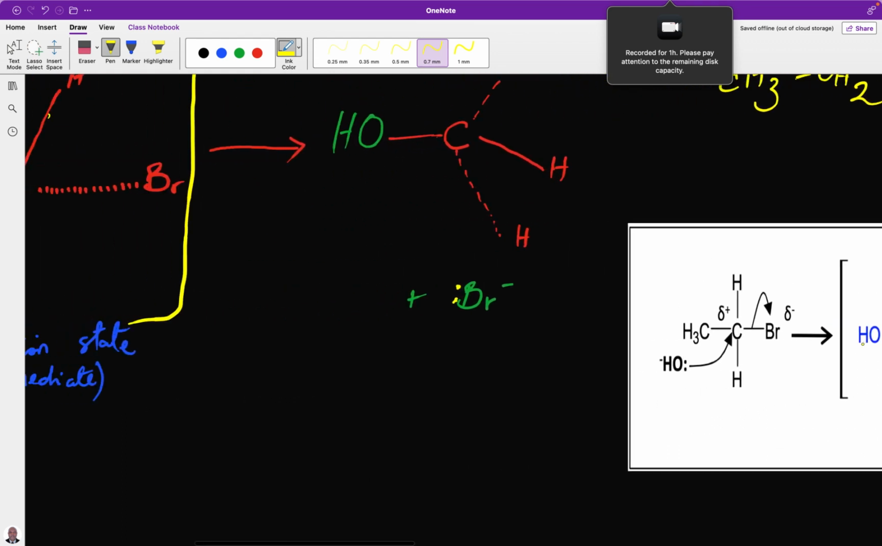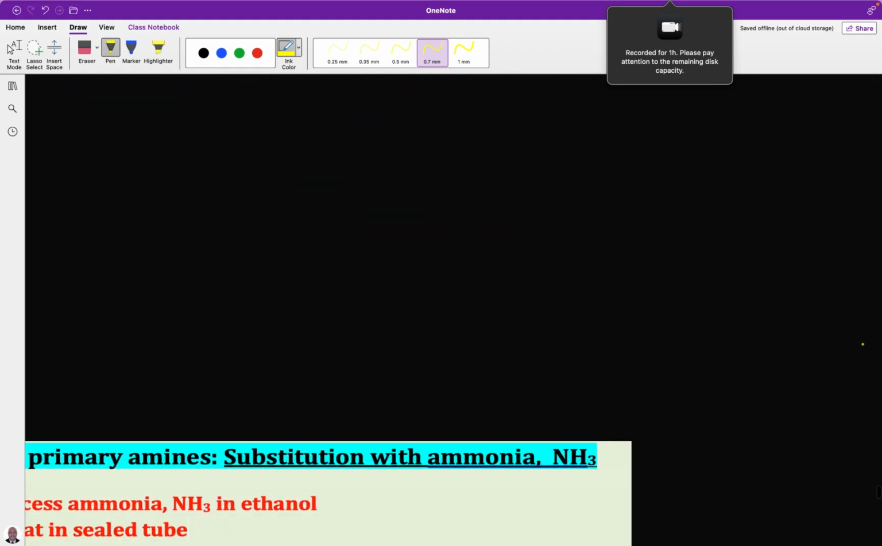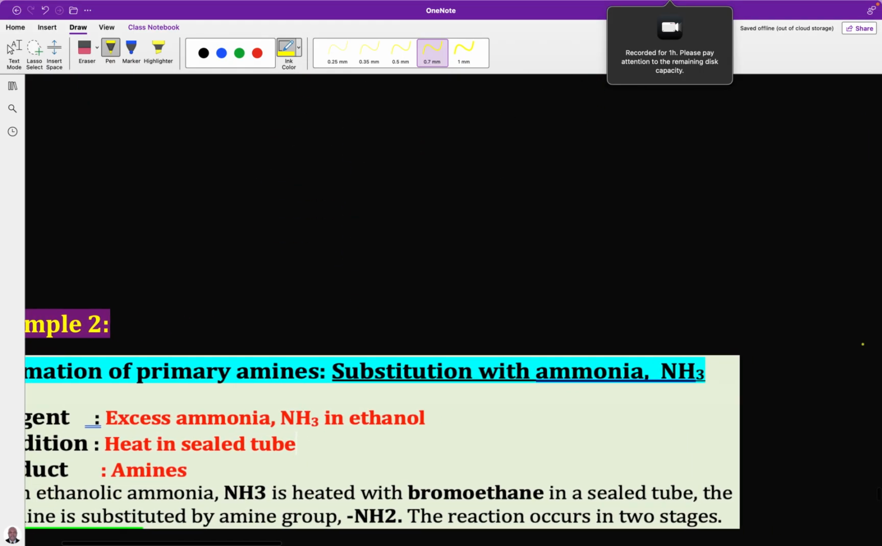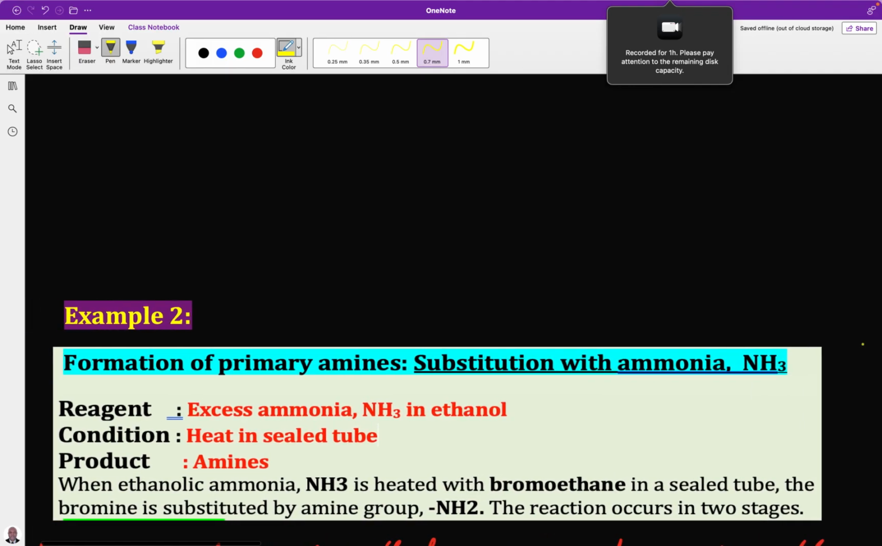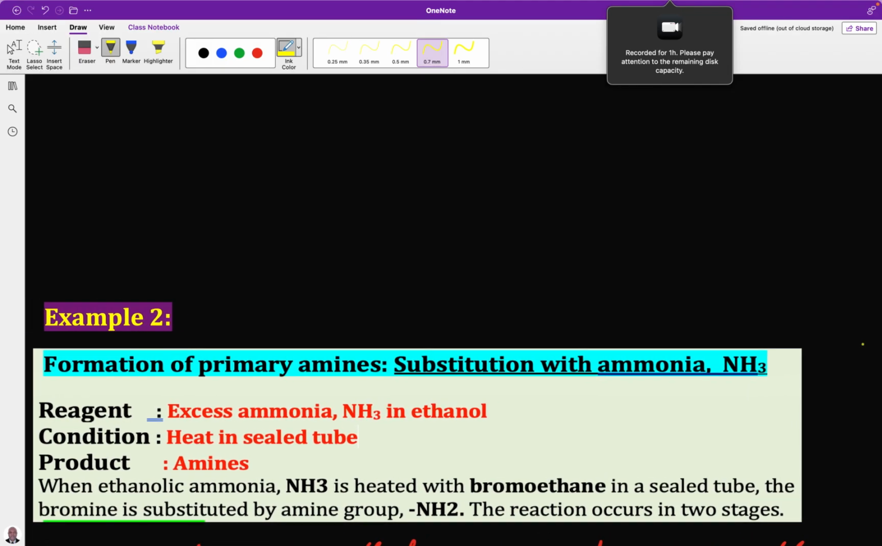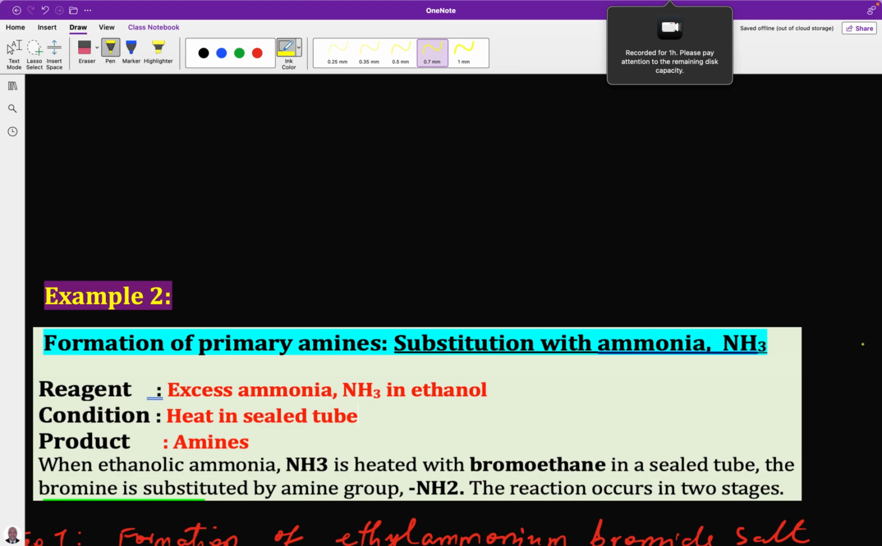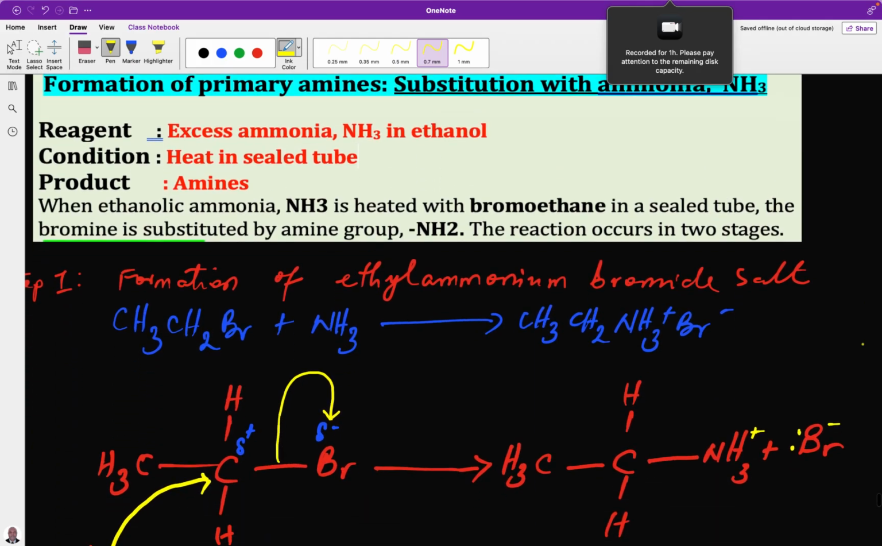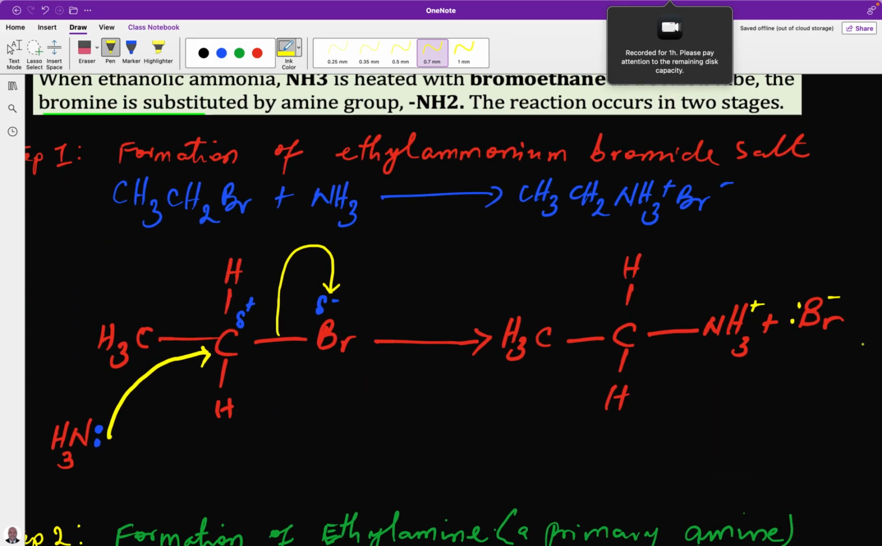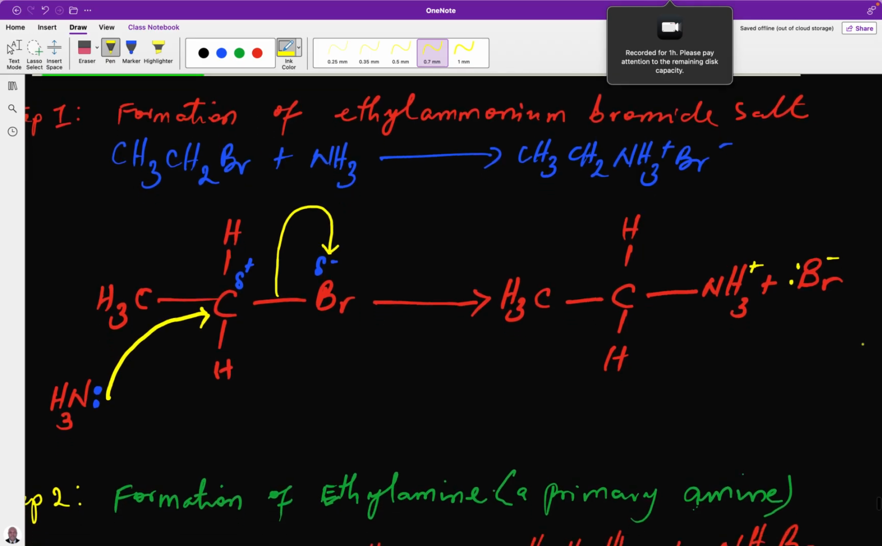It took us again to our second example. Our second example was the formation of a primary amine, and our example was substitution with ammonia. We had excess ammonia, and this is done in a sealed tube, but not under reflux. So the same procedure, but in this case, it is a two-step process, irrespective of the fact that it is a primary halogenoalkane.